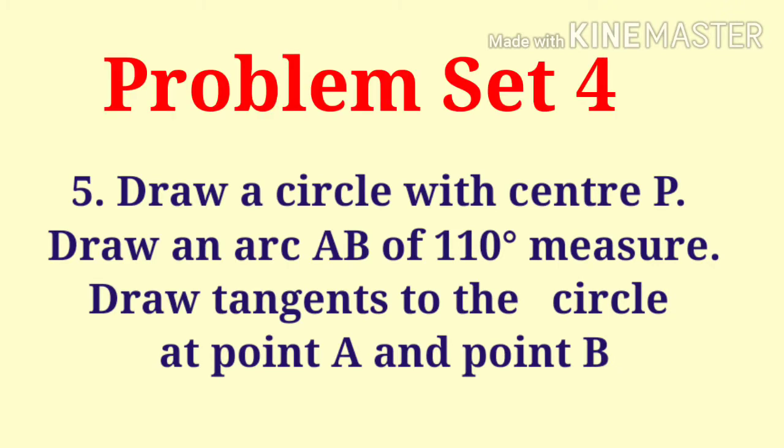Now we will solve question number 5 from problem set 4. Draw a circle with center P. Draw an arc AB of 100-degree measure. Draw tangents to the circle at point A and at point B.